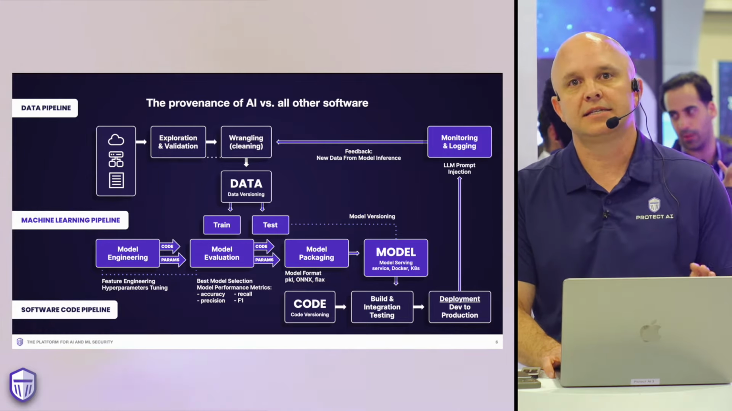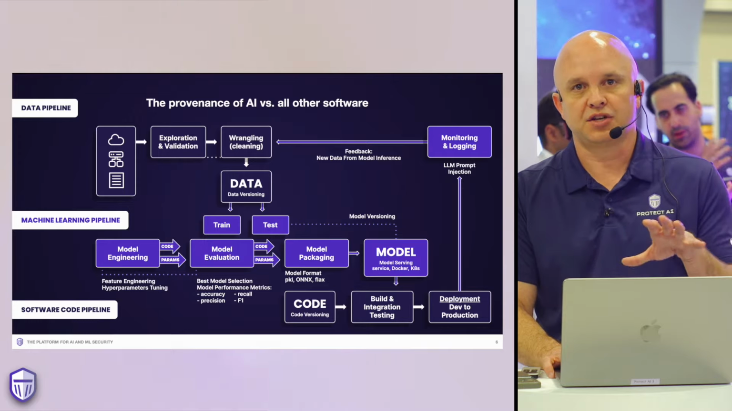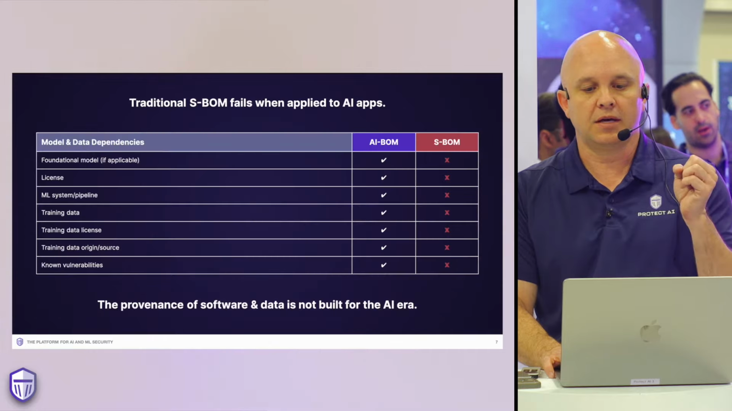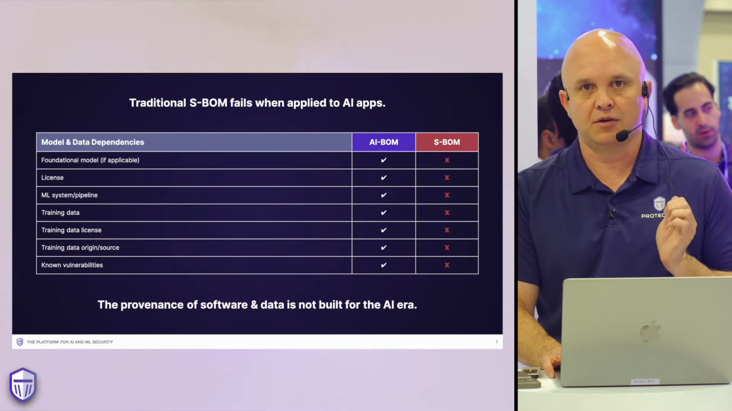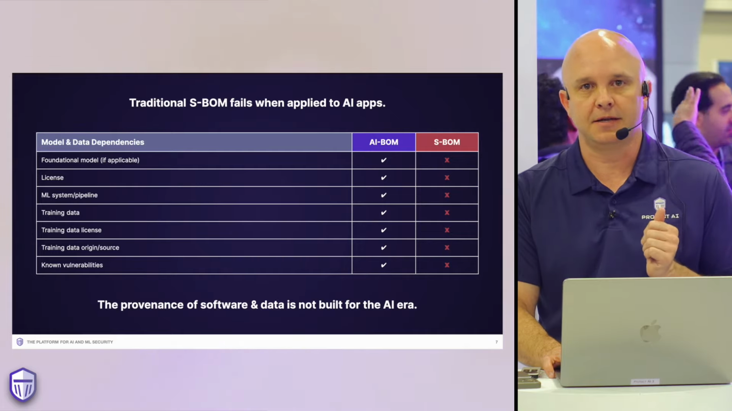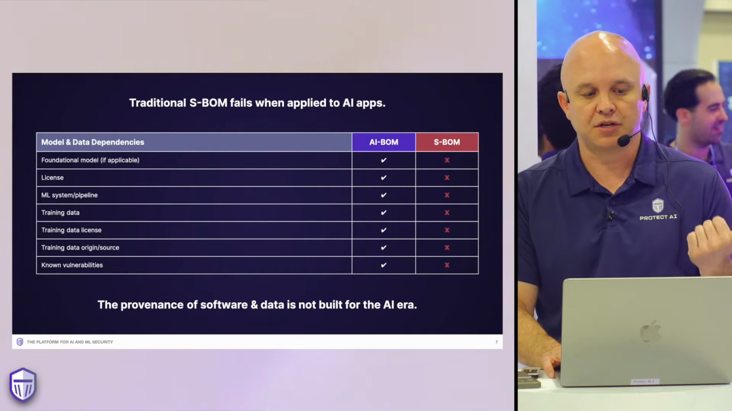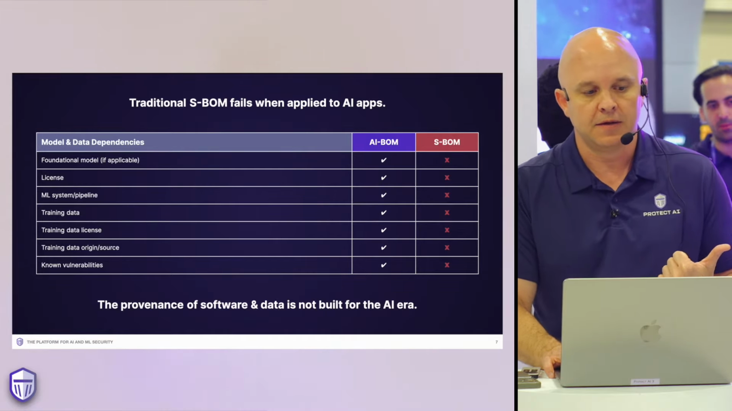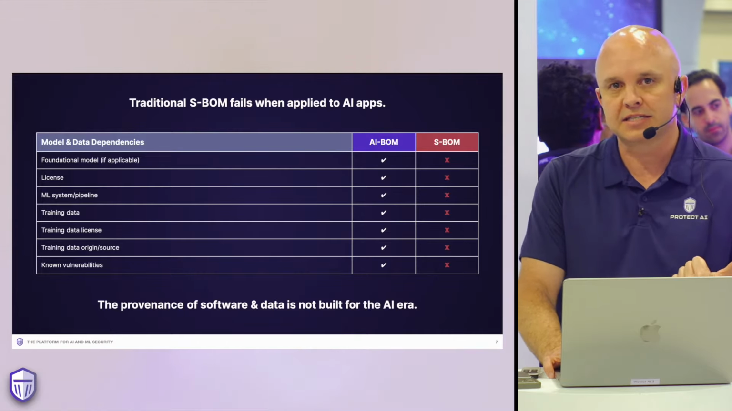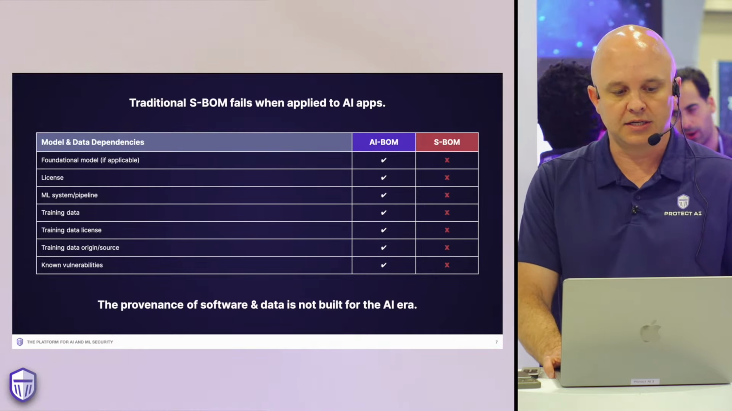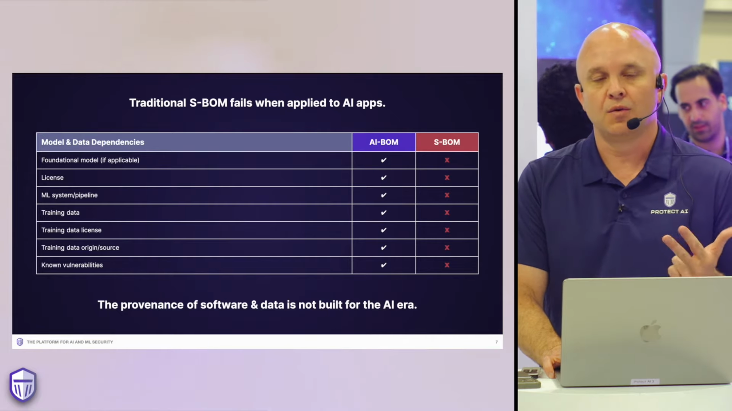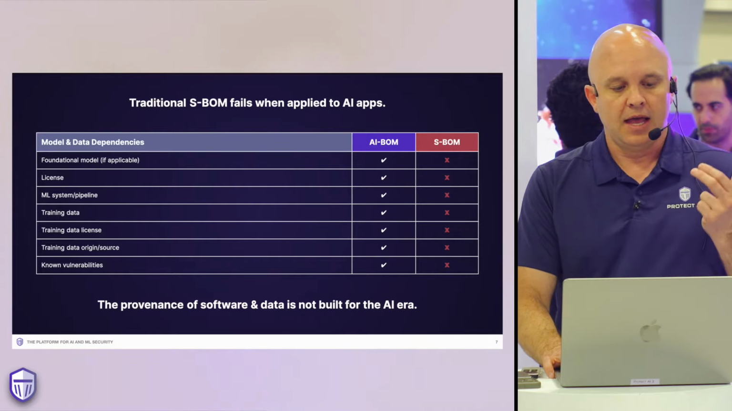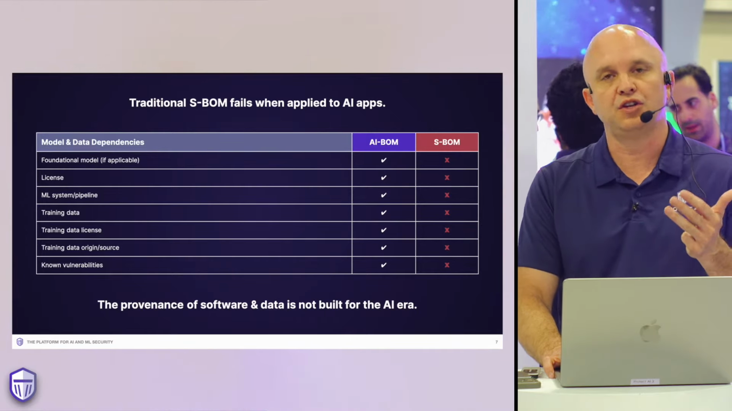And one easy example to understand the difference between software bill of materials, what that lacks in the world of AI, is by thinking about what SBOM does not give you in regards to model and data dependencies. It does not tell you if it's a foundational model. It does not tell you any information about the license risk that you might be taking on that model. It doesn't tell you anything about the ML system itself or the pipeline. Anything about the training data, anything about the training data licenses, which is becoming increasingly important as we think about large foundational model training, and the training data of origin or source, or even known vulnerabilities.